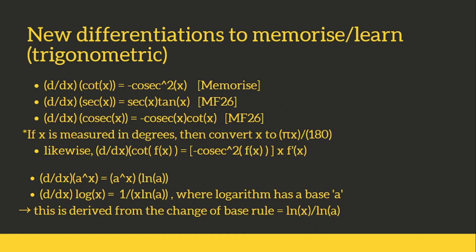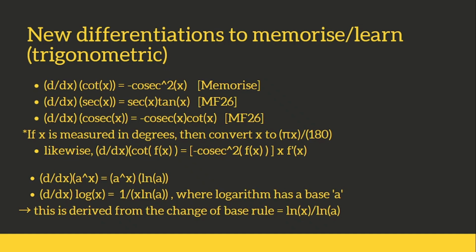Because most of our answers, if not all the answers that we give for A levels, will be in the form of radian. Then yeah, likewise, if you have a function rather than x inside your cotangent, secant, or cosecant, you will differentiate the cotangent first, so you get cosecant square fx. Then you multiply by the differential of fx.